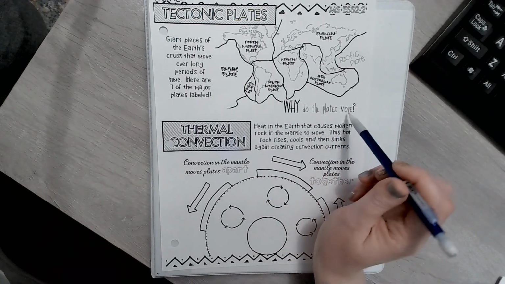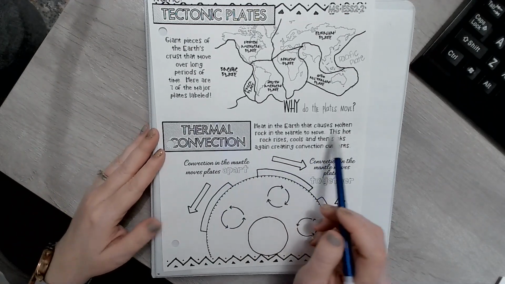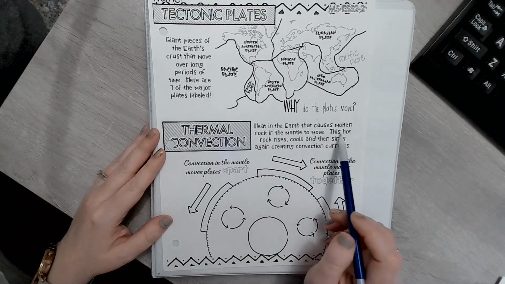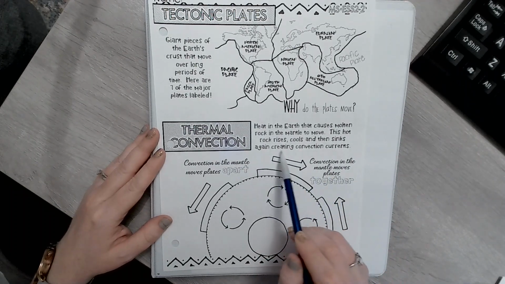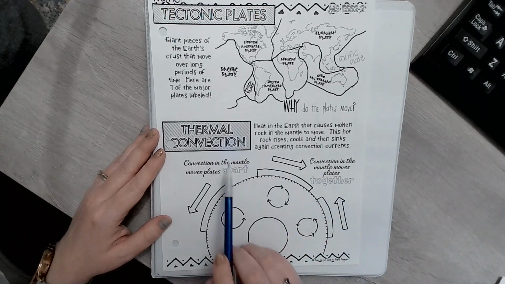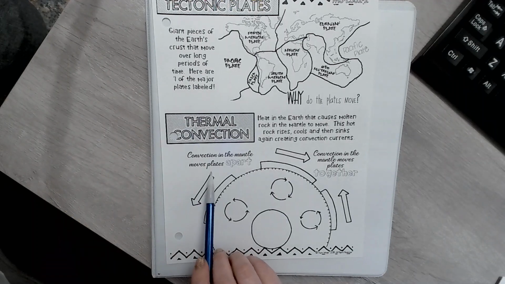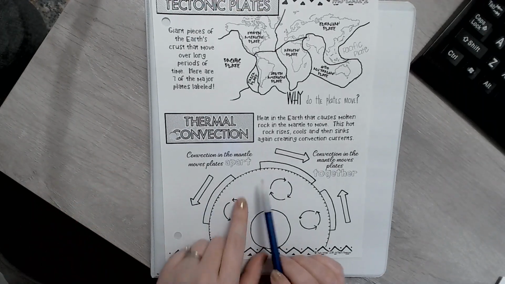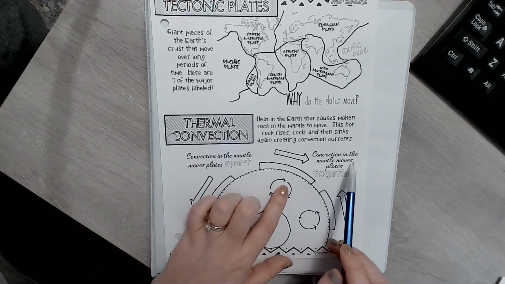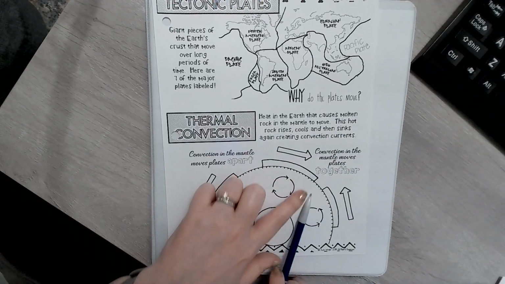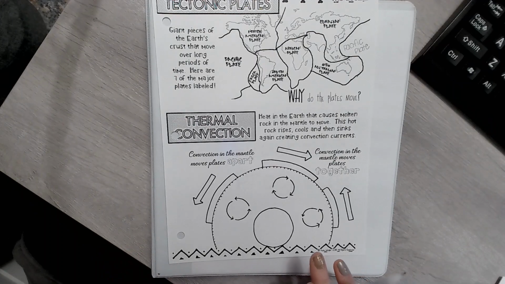Okay, why do plates move? Well, they move because of thermal convection. Heat in the earth causes molten rock in the mantle to move. This hot rock rises, cools, and then sinks again, creating convection currents. So, because of convection in the mantle, the mantle moves plates apart, so we get this divergent sort of thing, but convection in the mantle moves plates together as well, depending on which way our convection currents are truly moving.